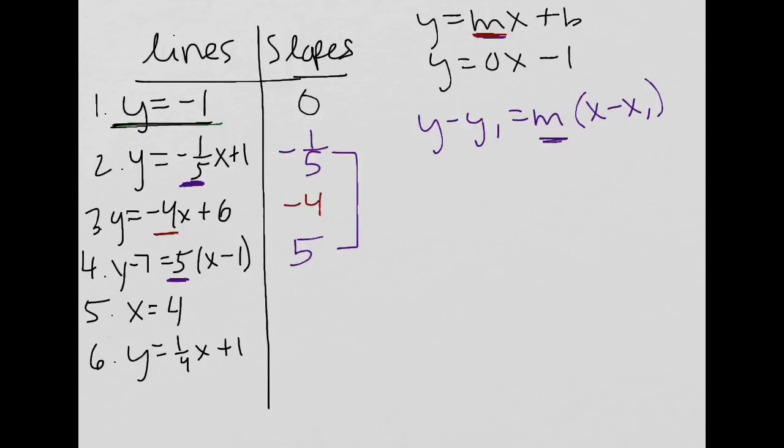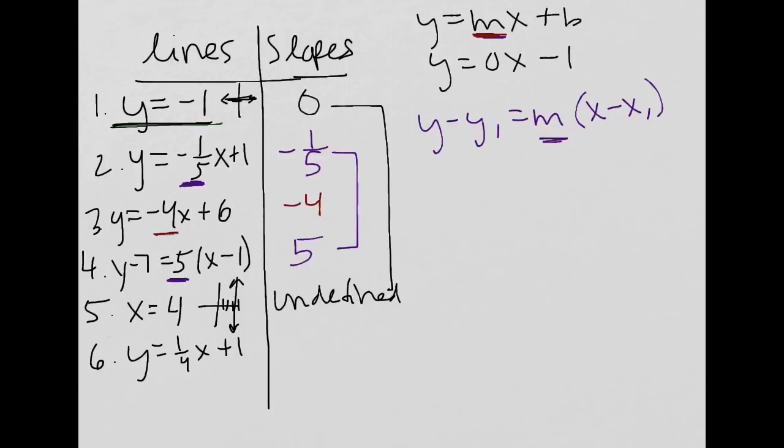Okay, if we keep going, we see x equals 4. I'm hoping that we remember that if I just have x equals a number, this is really just a vertical line at x equals 4, right? Well, if this is a vertical line, remember back up here, y equals -1 is just a horizontal line at y is -1. So if we have a horizontal line and a vertical line, this slope is undefined. If we have an undefined slope and a 0 slope, these are also perpendicular to each other.